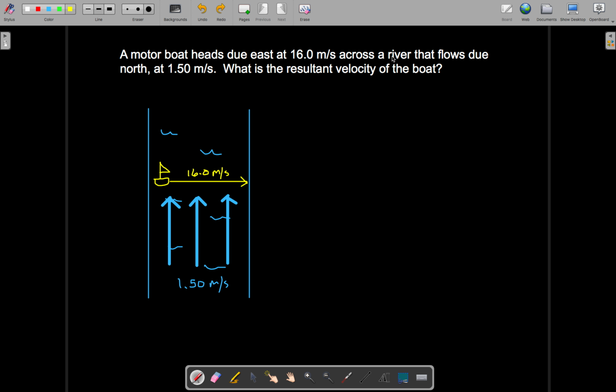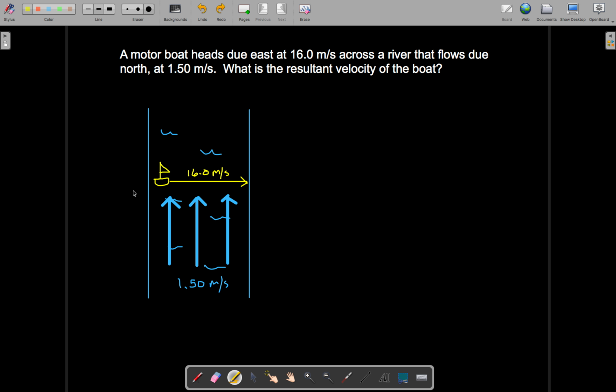However, we also have a river that's flowing due north. So there's some sort of current that this river is generating that's pushing northwards at a rate of 1.50 meters per second. The question is asking, what is the resultant velocity of the boat? Well, the first thing we need to do is draw and illustrate the question itself so you have a better sense of what's going on. So that's what I did here.